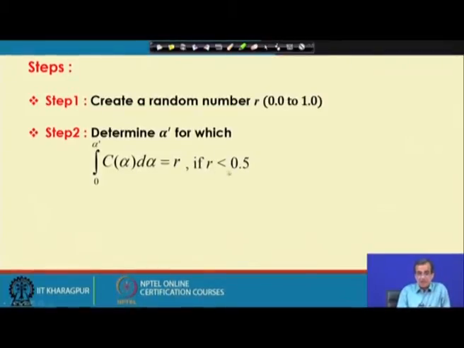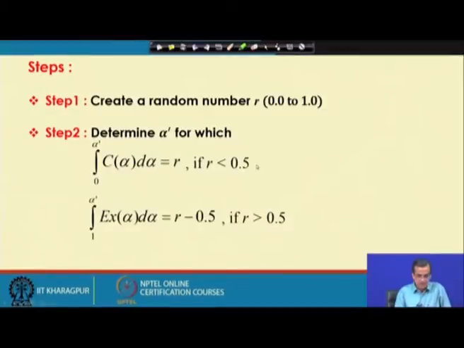If r is found to be less than 0.5, and if r is found to be greater than 0.5, we use the integration from 1 to alpha prime of E x alpha d alpha, and that is equal to r minus 0.5, and we try to calculate what should be the appropriate value for this particular alpha prime.